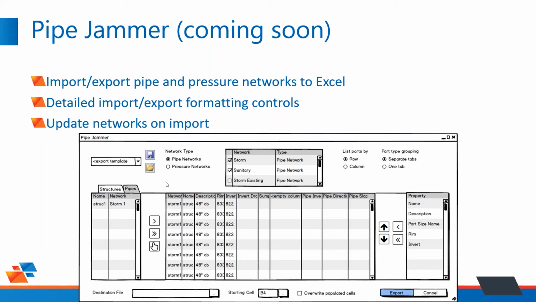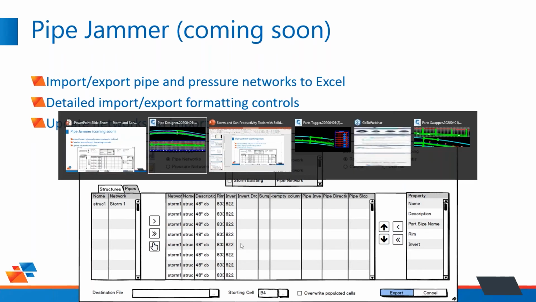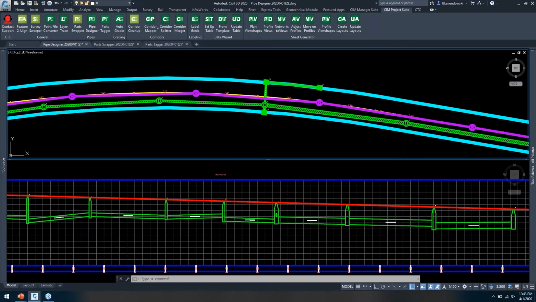And you're going to be able to save that export to a template, so that if you have different types of exports and imports, you can simply load that template and it'll work like that. So it'll be a really handy tool. Like I said, that one is coming soon. So let's jump into Civil 3D and take a look at some of these tools in action.